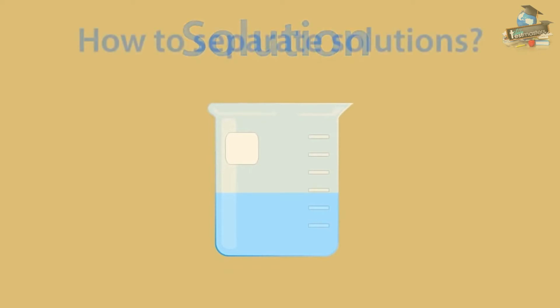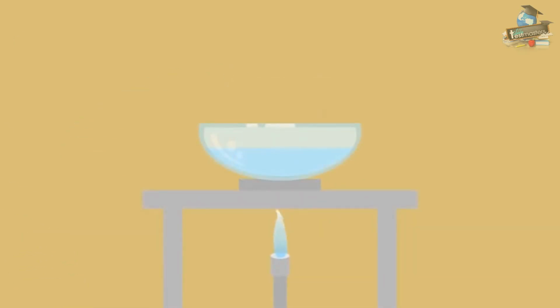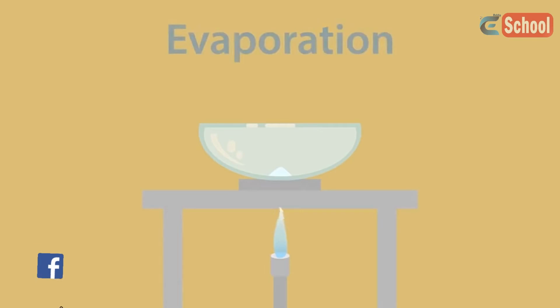Now, how would we separate these solutions? To separate dissolved salt from water, we would simply evaporate as much water as possible, leaving behind white salt crystals. The separation technique is known as evaporation.